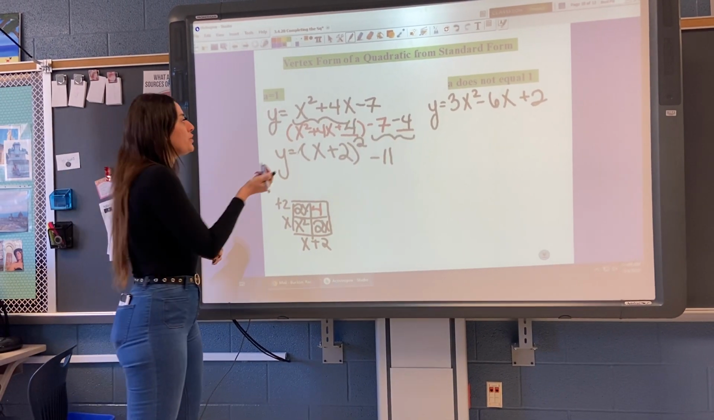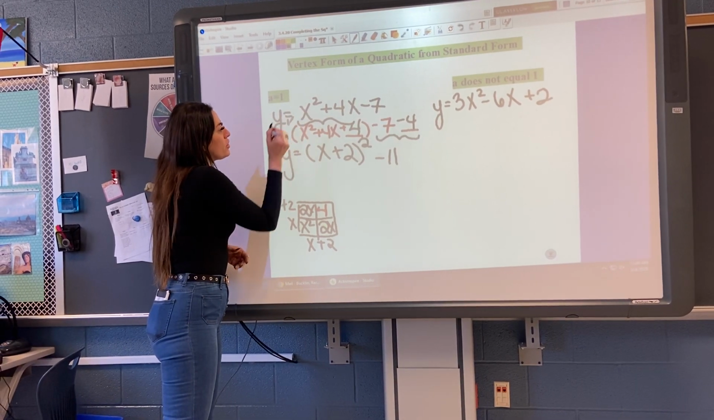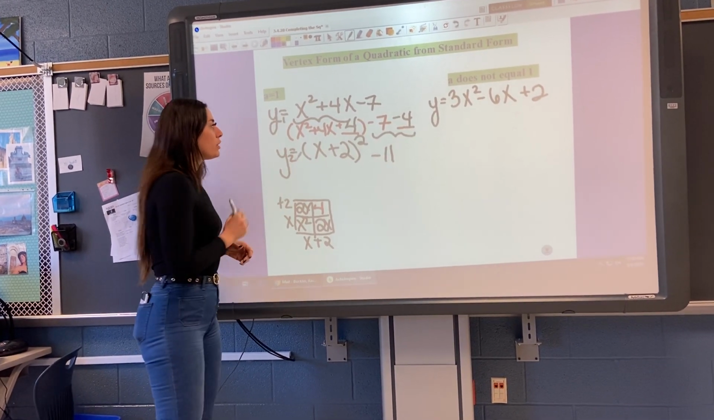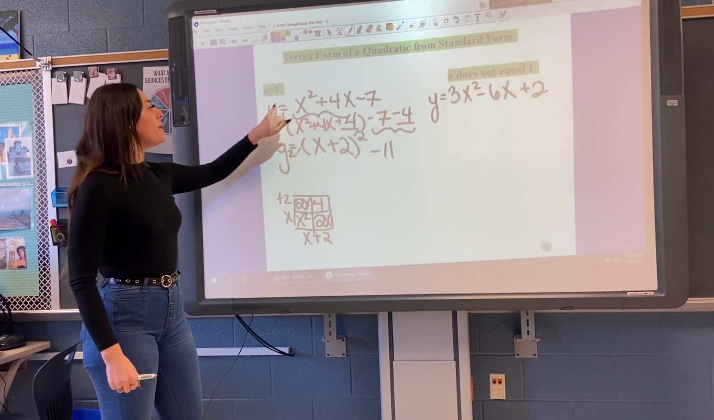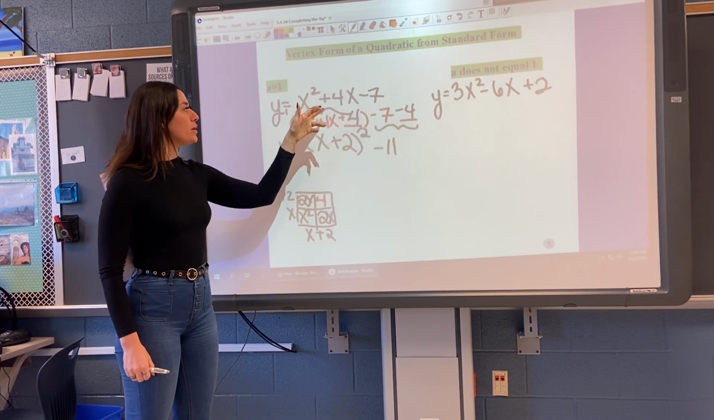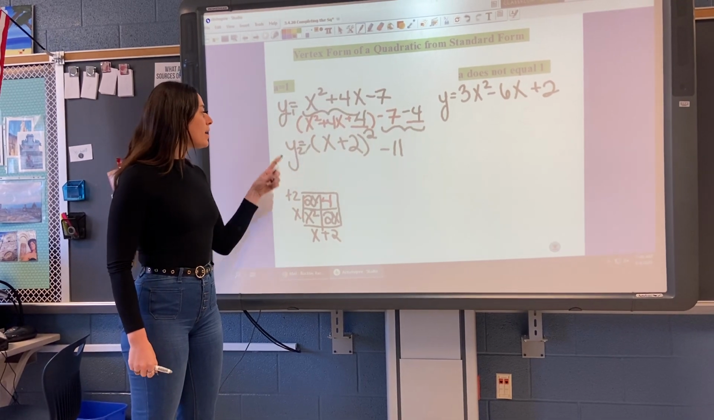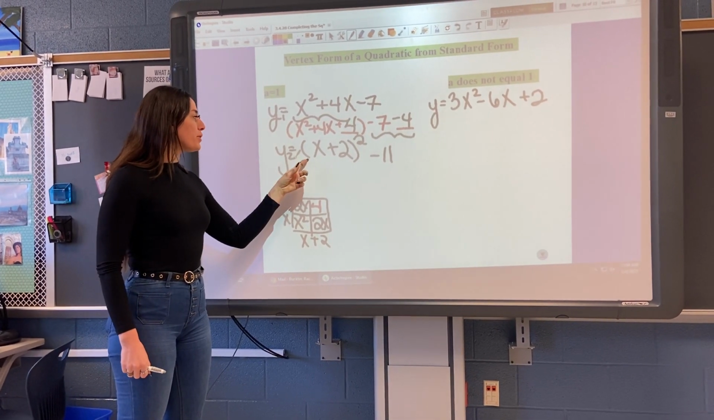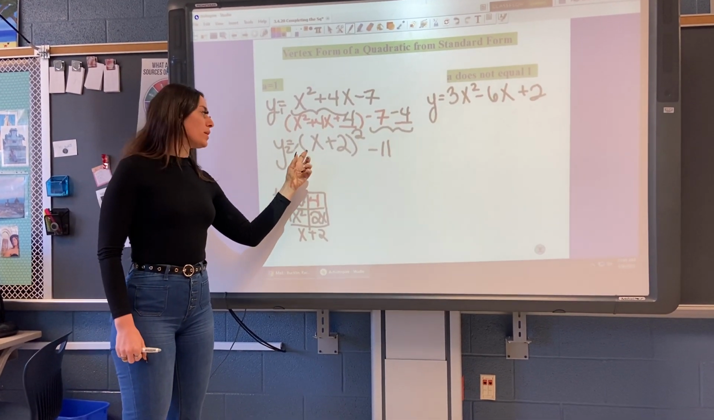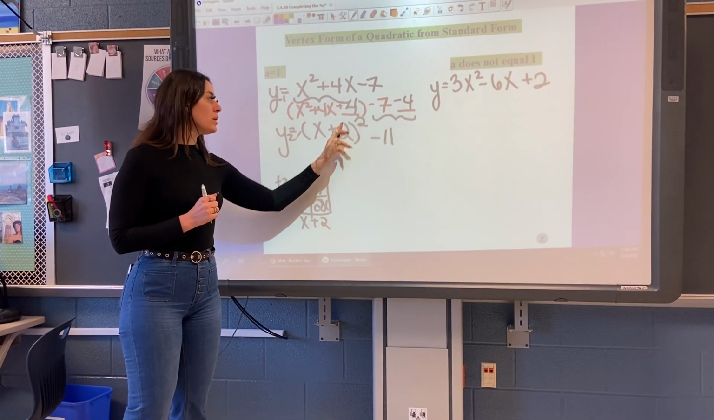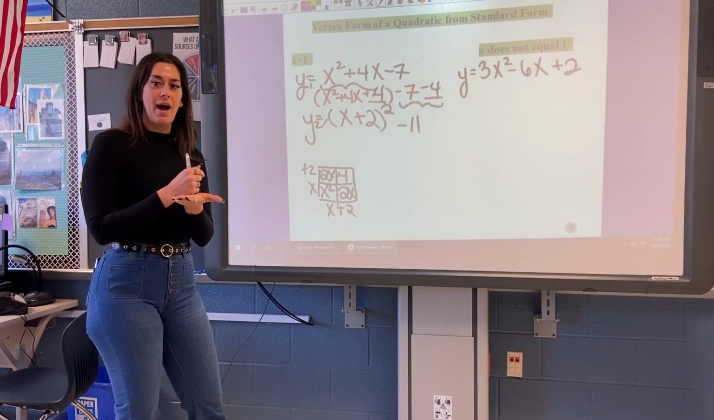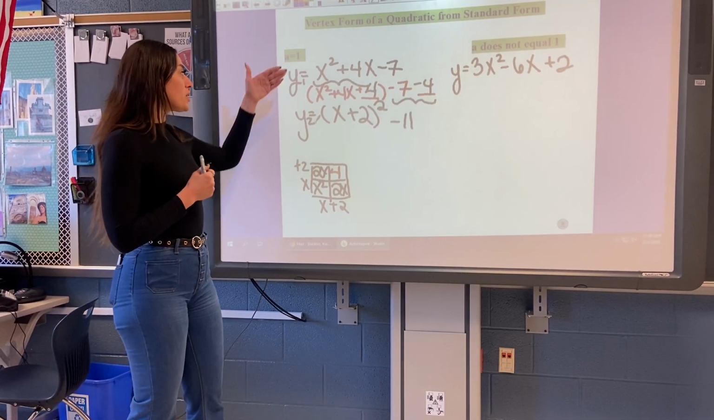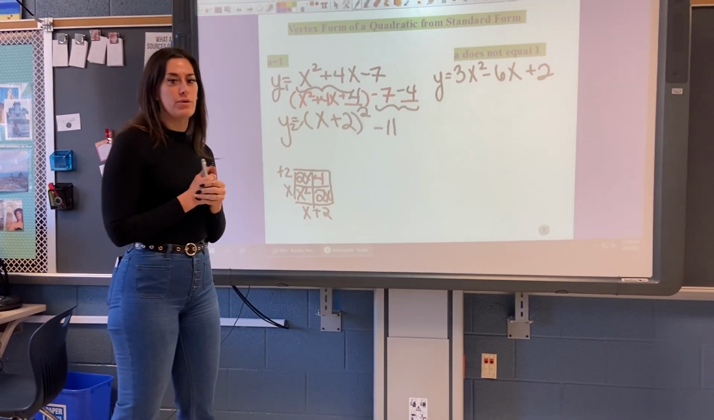Now I'd really encourage you, instead of asking your teacher, is this correct? Go ahead and use your graphing calculators. In y1, type in your original, which is x squared plus 4x minus 7, and then in y2, type in your new vertex form, which was in parentheses x plus 2 squared minus 11. If you press second and then graph, then you should have the same exact table of values, okay?